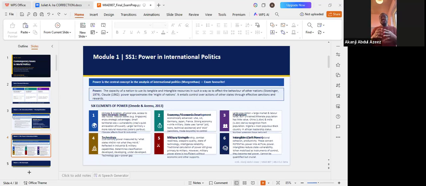So, in essence, what we are trying to say here is that military power is the fifth tangible source of power, while the last one on our list is resource power, which is the natural resources. But normally the tangible powers are five: the geostrategic, the economy, the population, the technology, and the military power.